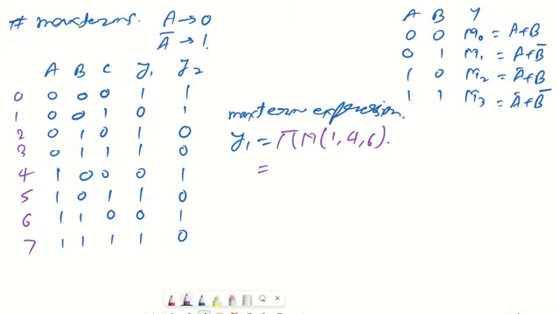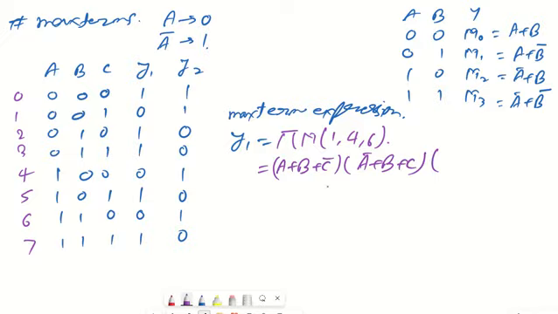If you want to write down the expression for them, what will be 1? 1 is nothing but this one, A B C bar. So I can write down A plus B plus C bar. Wherever it is 0, that is considered as A, and wherever it is 1, that is considered as A bar. Similarly, it has become C bar because it is 1. Then the fourth term, M4. M4 is this one. So this is going to be A bar plus B plus C.